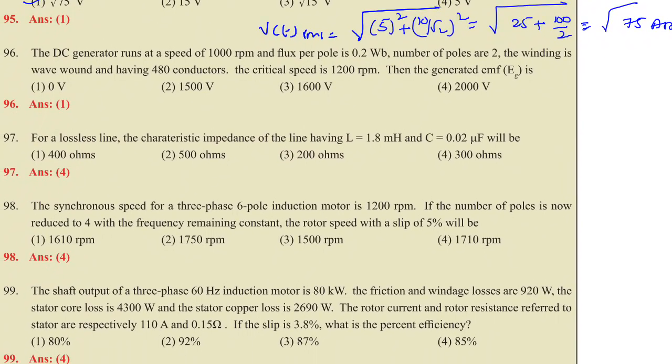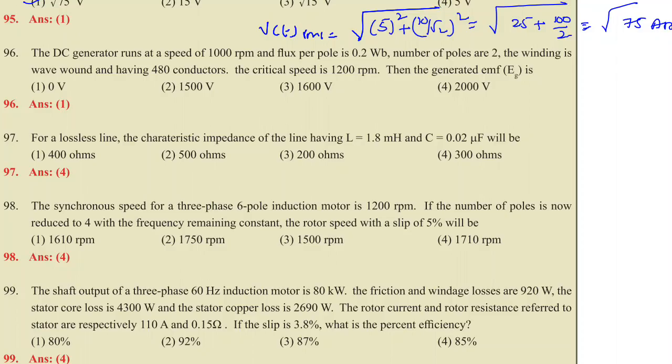The DC generator runs at a speed of 1000 rpm and the flux per pole is 0.25 webers. The number of poles is 2. The winding is wave wound and has 480 conductors. The critical speed is going to be 1200 rpm. Then the generated EMF will be.